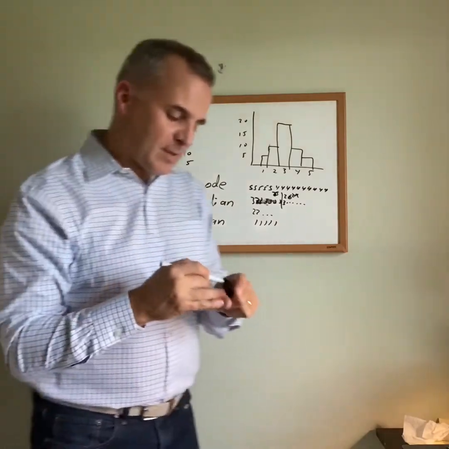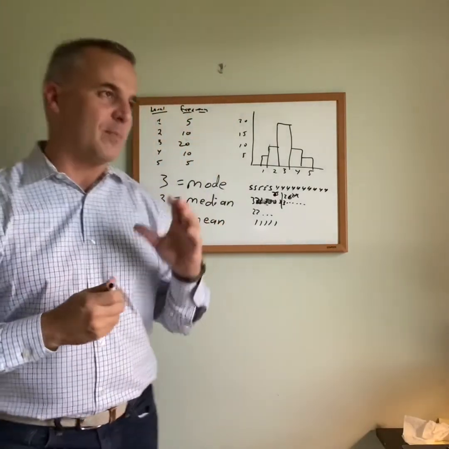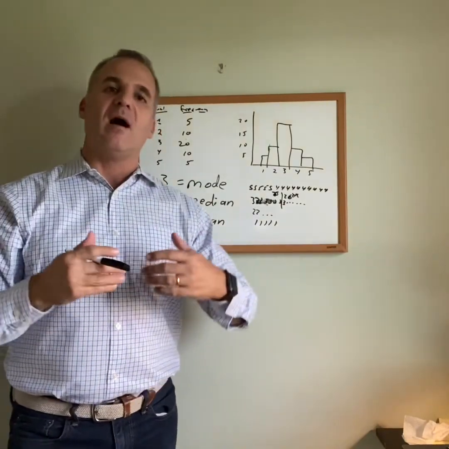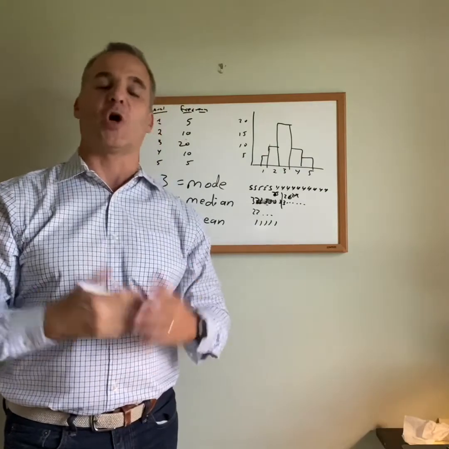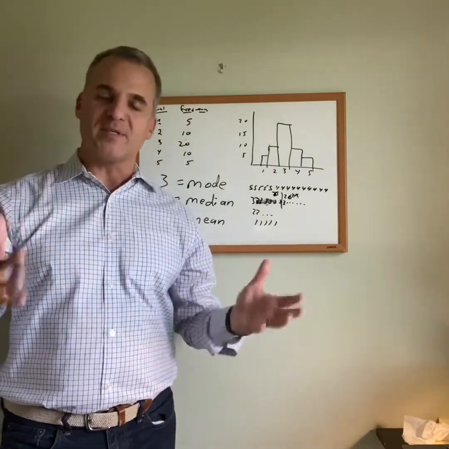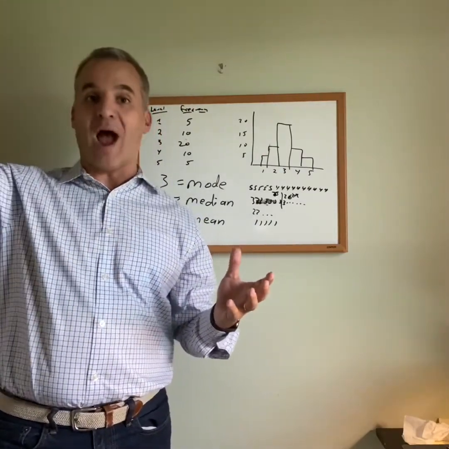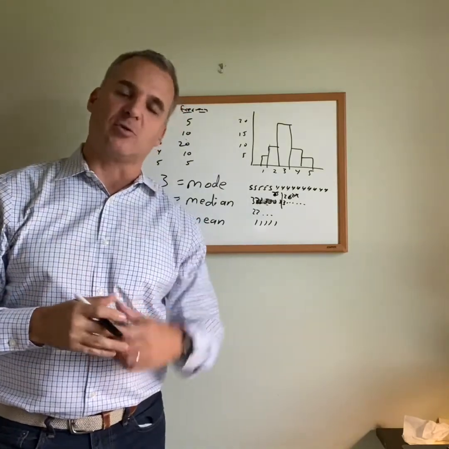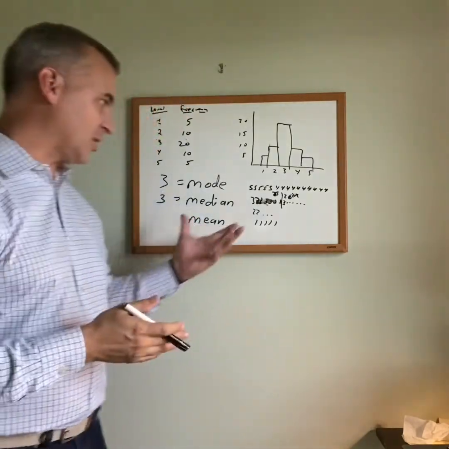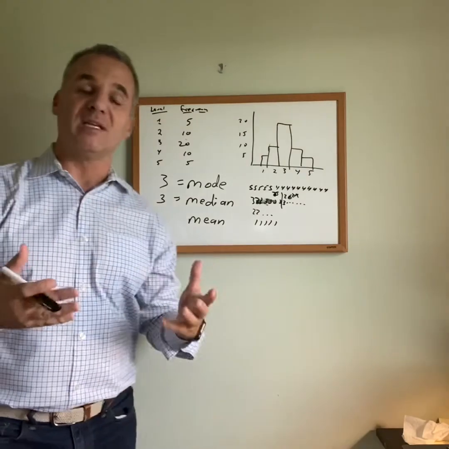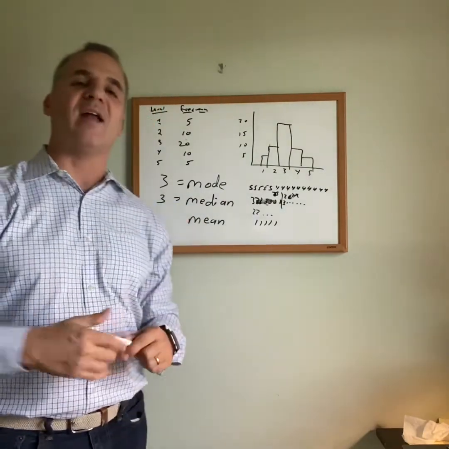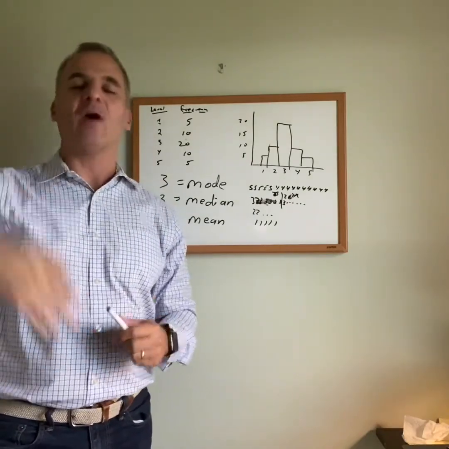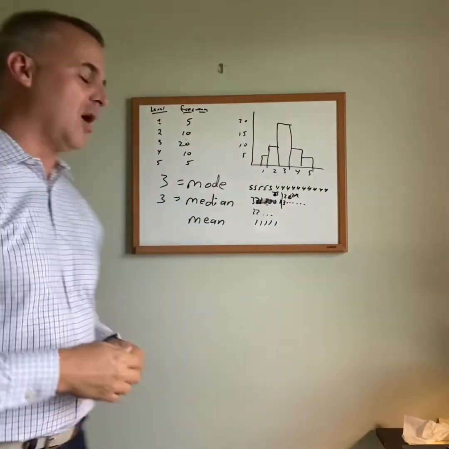What we need to understand about the median is that the best way to interpret it is that 50% of the answers are above the median and 50% of the answers are below the median. So 50% of the people answered 3 or higher, 50% of the people answered 3 or lower. That's what the median tells us. The mode tells us something different. It tells us that most people answered 3. The median tells us that half the people answered 3 or higher, half the people answered 3 or lower.